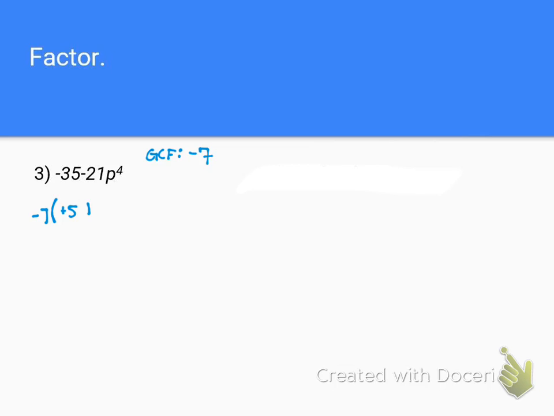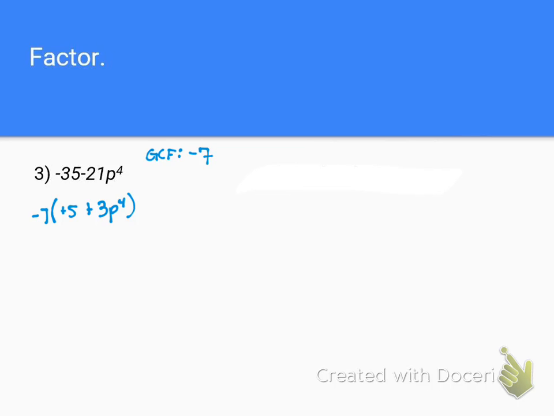What is it, everyone? 3, right? P to the 4th, right? Now these get a little confusing, so let me show you a little trick on how to do this. Just work on the number first. What's negative 21 divided by negative 7? Positive 3. Okay, so we don't want to deal with the letters yet. Again, focus on the number first, negative 21 divided by negative 7, positive 3.